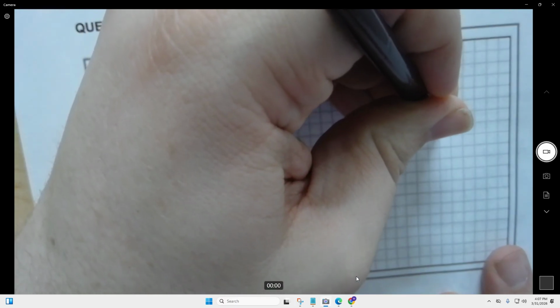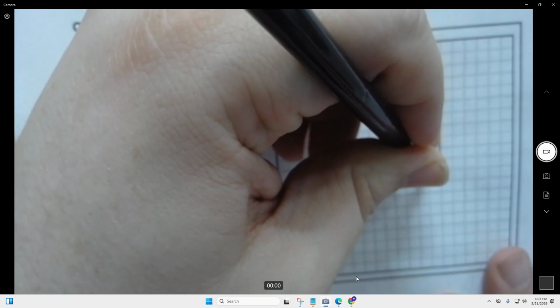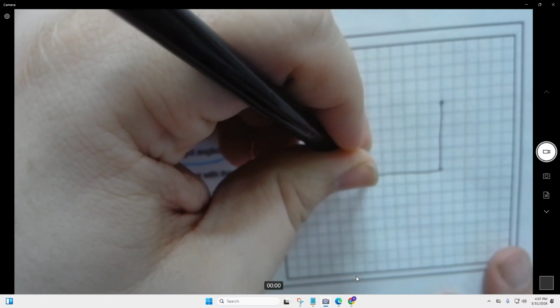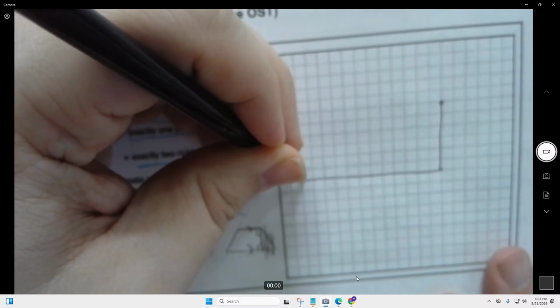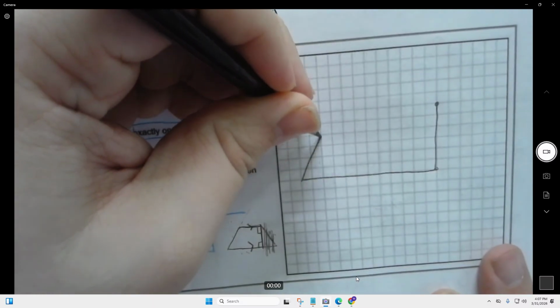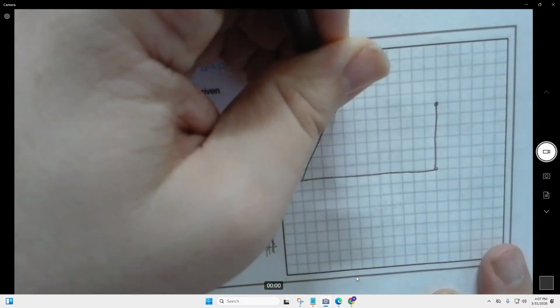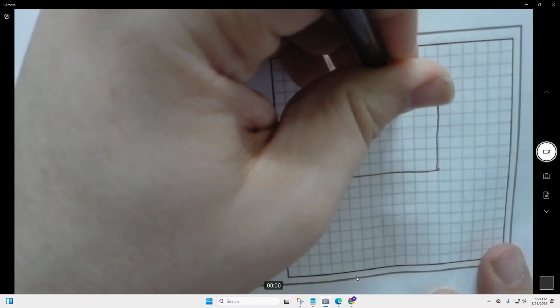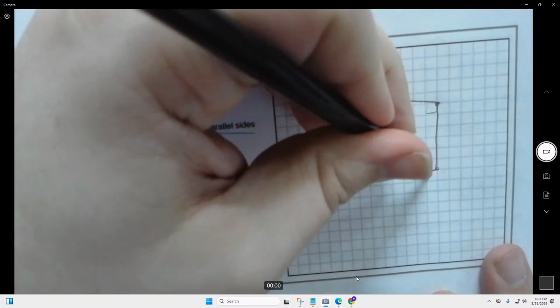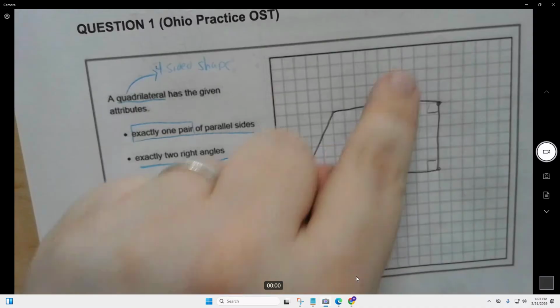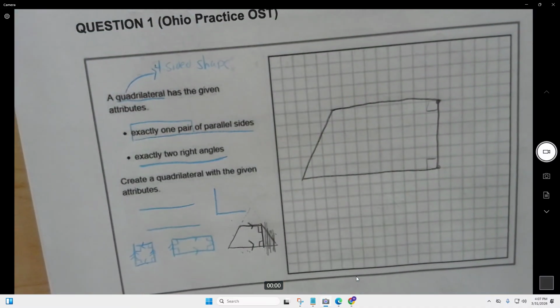So we're going to draw a straight line down here, and then draw another right angle like this. Another one up, and over. This has your right angles. This has your one pair of parallel sides. You're good.